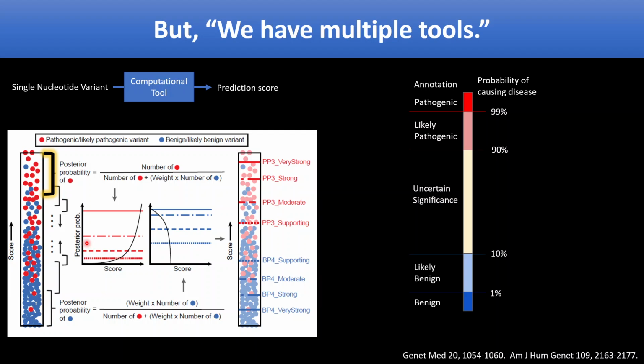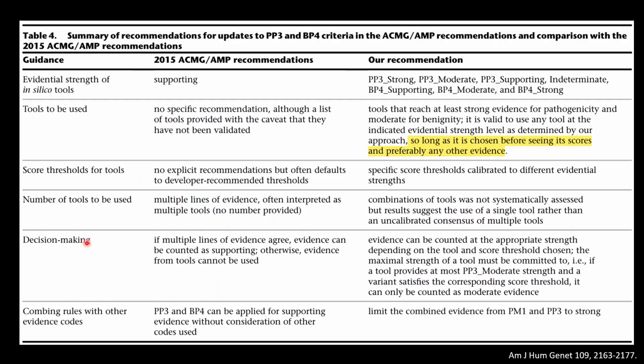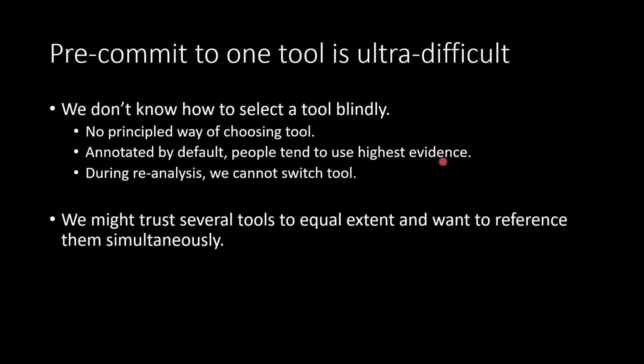But in real practice, we have multiple tools, and the current calibration only works for a single tool. Within the same paper, it suggests that it is reasonable to choose any tool to use as long as it is chosen before seeing its score, and preferably any other evidence. So this is basically for statistical integrity. However, pre-committing to one tool is ultra difficult in practice.